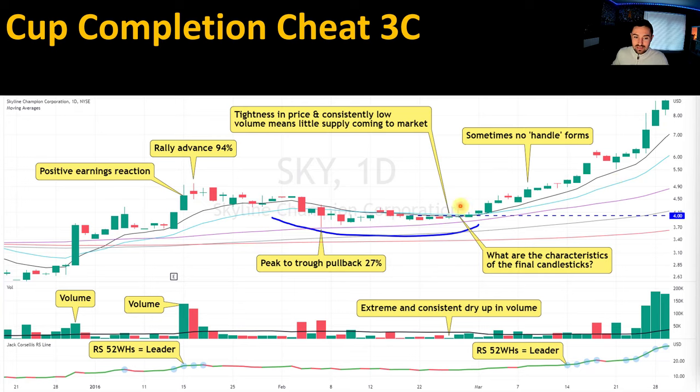Now these I just call trigger bars, okay? But you can call it a one-two punch bar, whatever you want to call it. It does a couple of things. In the context of a proper base, it gives you an indication that there's very little supply coming to market, so price should move quickly through this level, but it also means that you can control your risk as well. And we'll come on to stop loss placements a little bit later on in the video.